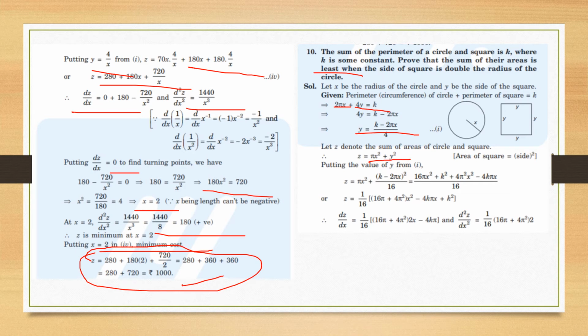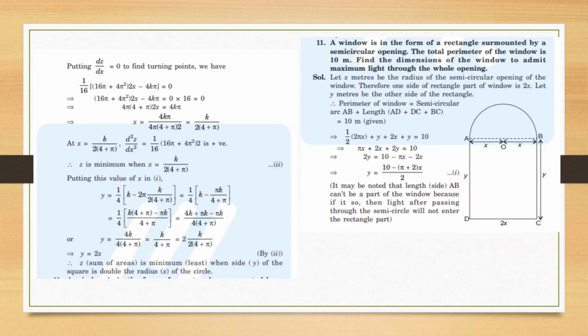To prove it least, again start with this as your z. Open it, change y completely to x. This is your z, dz by dx, second derivative. Critical point by putting it equal to 0 gives x equal to k upon 2 into 4 plus pi. And the derivative is turning out to be positive, that means it is minimum.